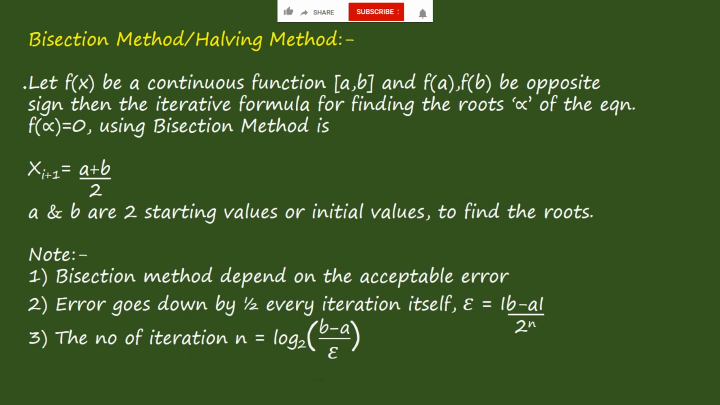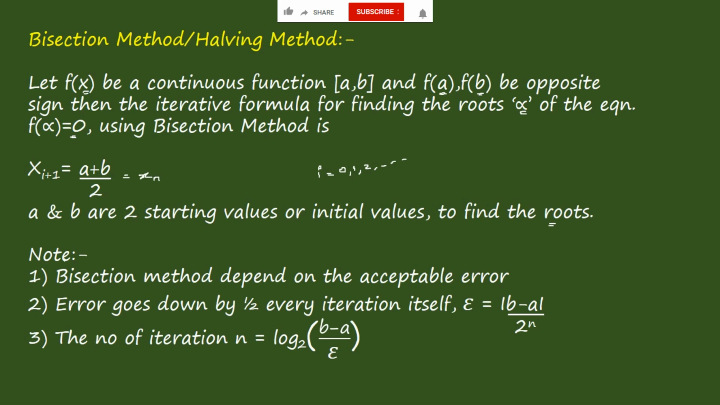Now I've written the bisection method in the form of a note. It is given that f of x should be a continuous function, and f of a and f of b should have opposite signs. To find the value of alpha, the root of the function, such that f of alpha is equal to 0, the general formula in the bisection method is x of i plus 1 is equal to a plus b by 2, where i is equal to 0, 1, 2, and so on, which is equal to x of n. Here a and b are two starting or initial values to find the roots.